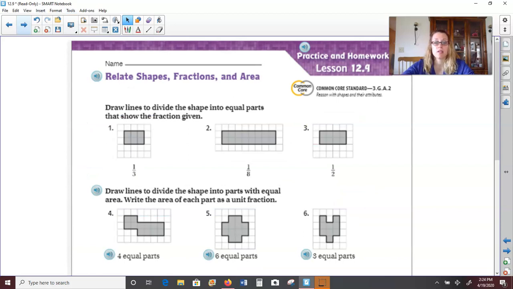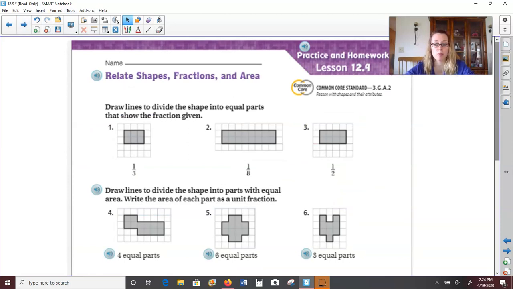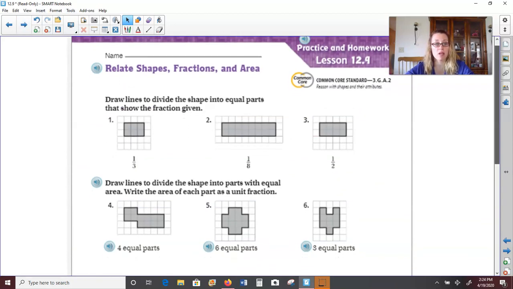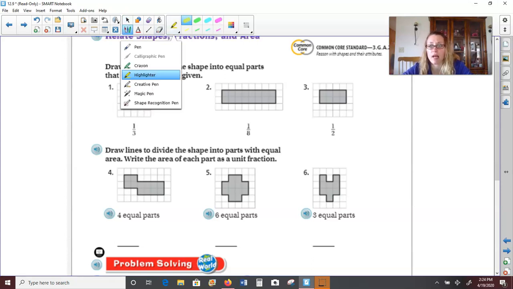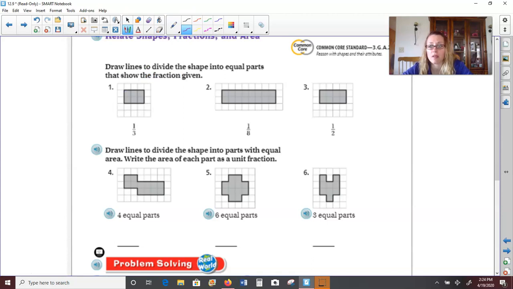All right. Final stretch here, boys and girls, with the practice and homework lesson. So they did the first one for us, except we need to draw lines to divide that shape into equal parts. They might have done it in the book, but it's kind of hard to see on here, so I'm just going to do it again. And we needed to make 3 equal pieces, and each piece is 1/3 of the whole.